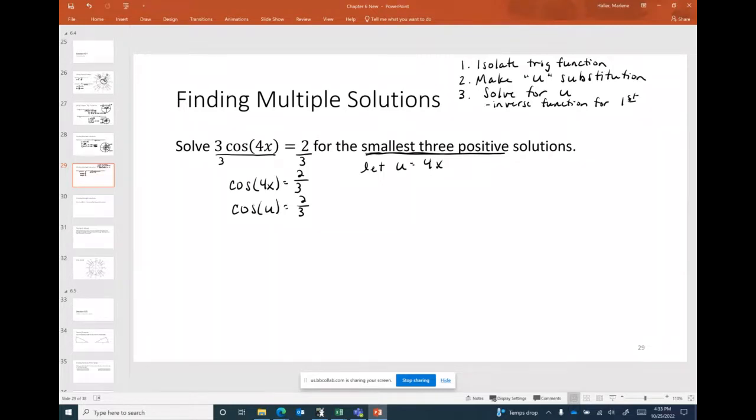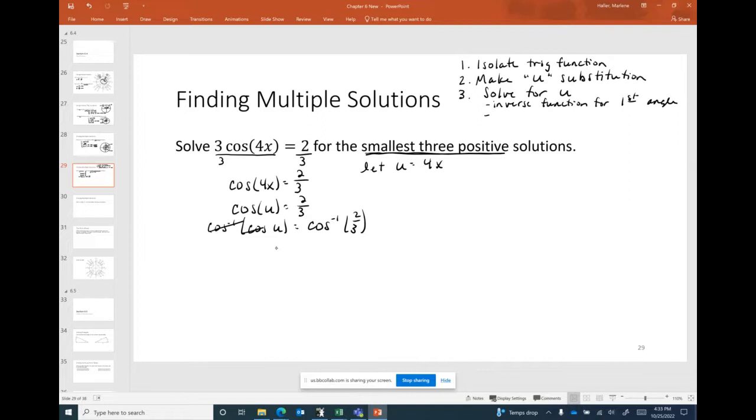But we know there's going to be more. We're looking for 3, right? So I use the inverse function for the first angle. Let's go ahead and do that. All right, so the inverse of both sides. So cosine^-1 of cosine of u is equal to inverse cosine of 2/3.